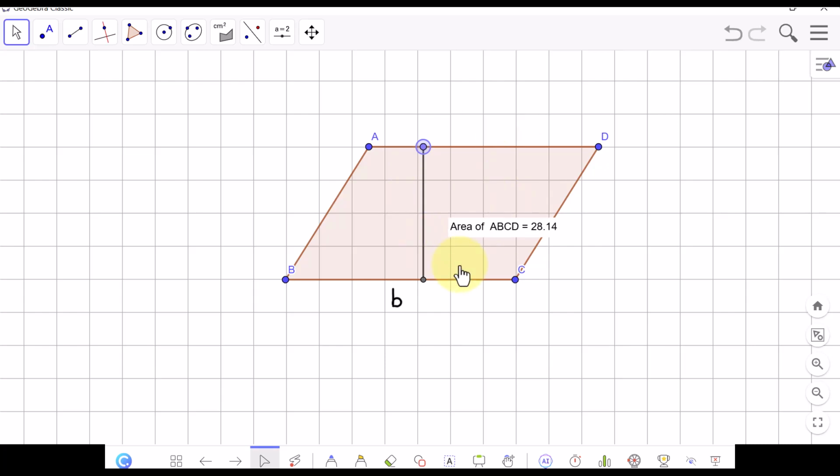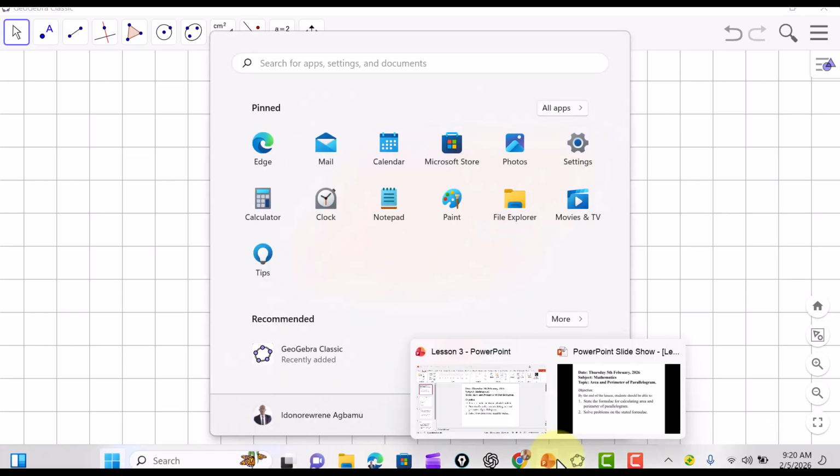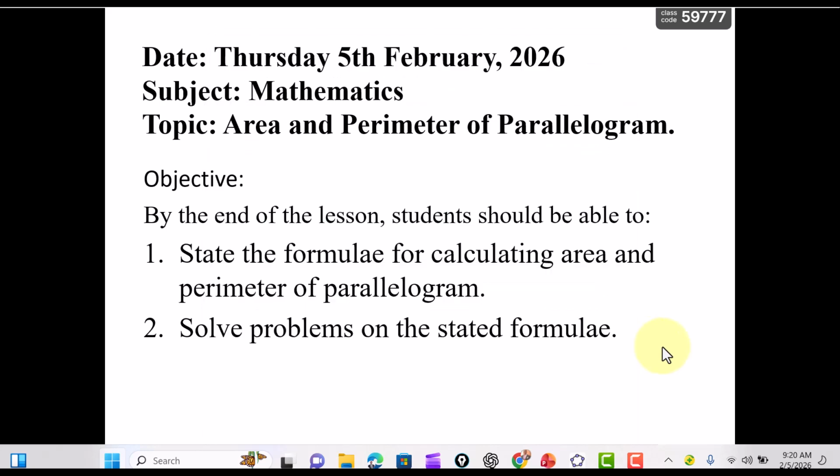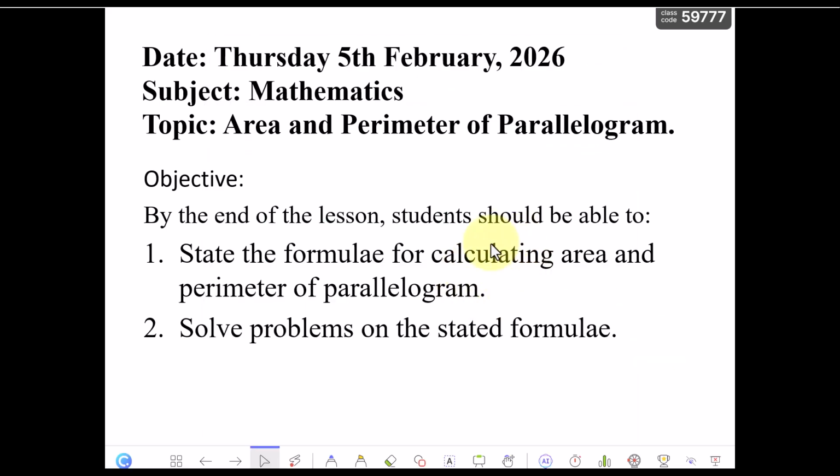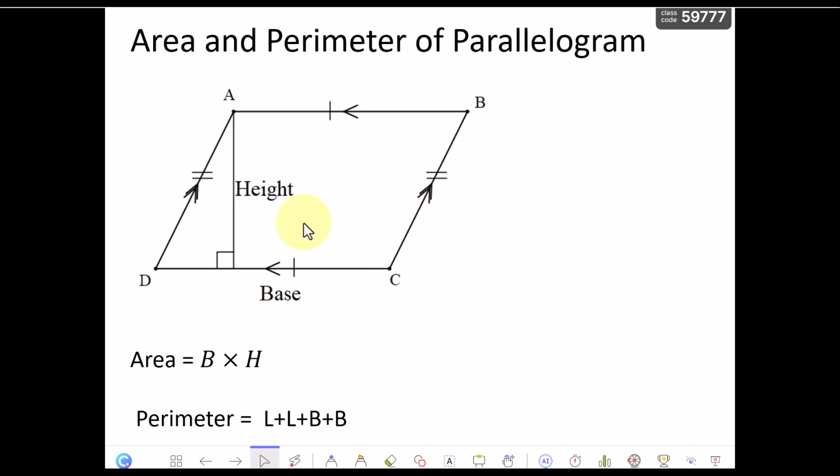Let's go to our normal class, our slide, and end our lesson. So that is that. Take note of that. With the objective of today's class, you can see that you can get the formula for calculating the area and perimeter of a parallelogram. Then we can solve simple examples. So this is the sketch, and this is what we copied into our note.